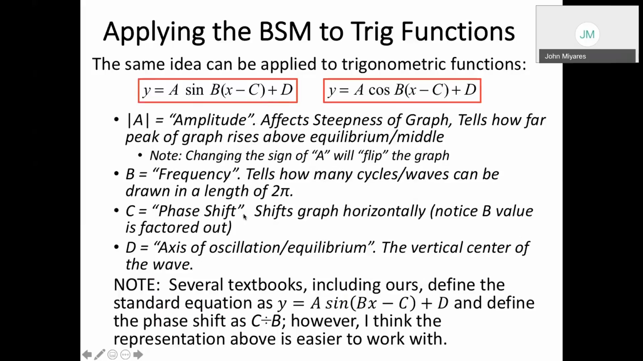What I would recommend if you see a problem like this where the b has been distributed through the parentheses, the very first thing you should probably do is factor the b out so that you can readily identify what that phase shift is. Otherwise, you're going to have to adjust for the phase shift by taking this c value and dividing by the b value. If there's nothing in front of the x inside the parentheses, so this is just a 1 here, then the value of c will be your phase shift or your horizontal shift.